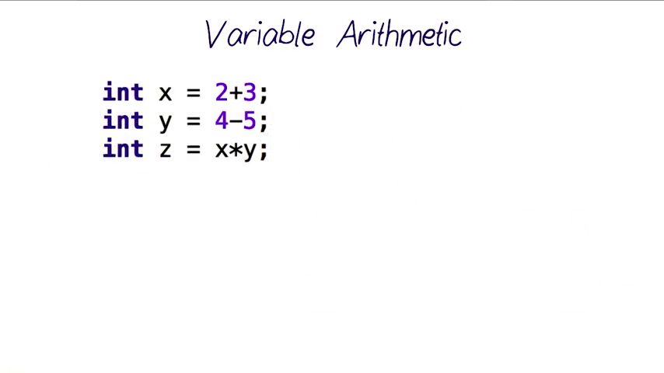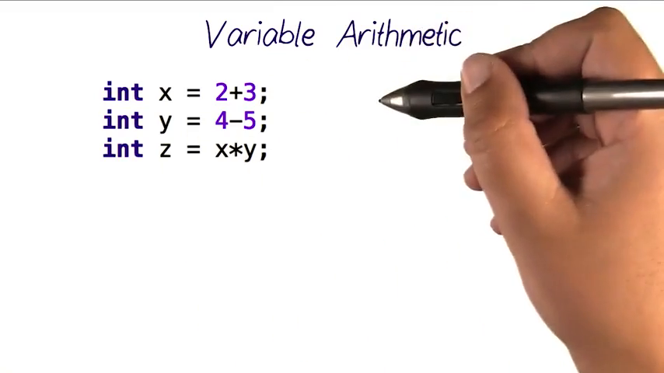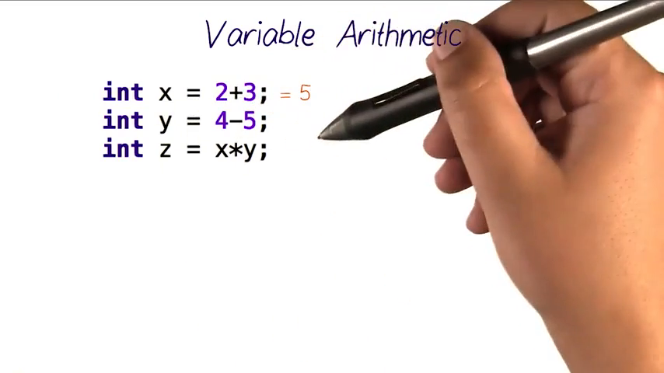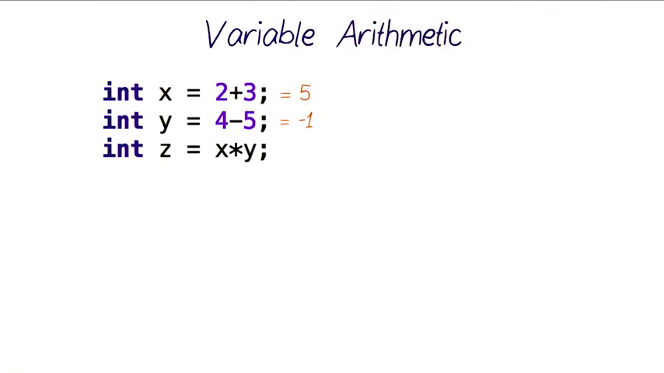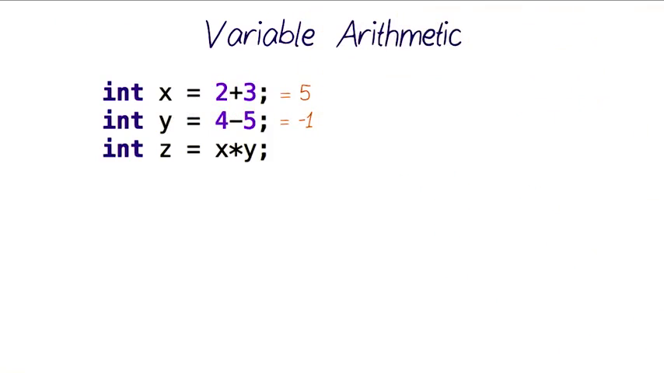All these operations can also be applied to variables themselves. Like if we had this setup, for example, where x is equal to 2 plus 3, which evaluates to 5, and y is equal to 4 minus 5, which evaluates to -1. So x has the value 5 in it, and y has the value -1.